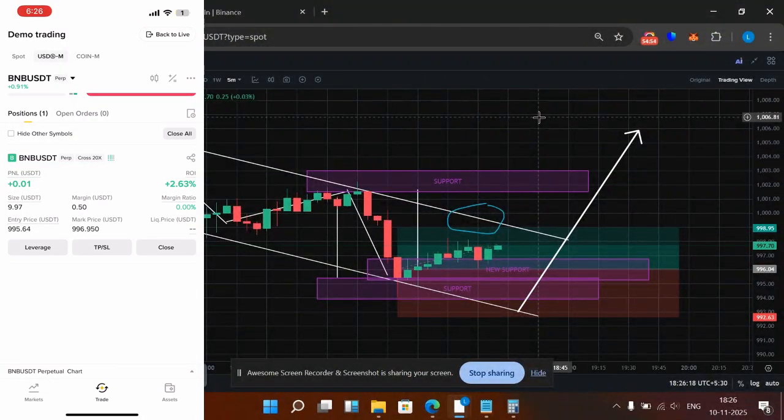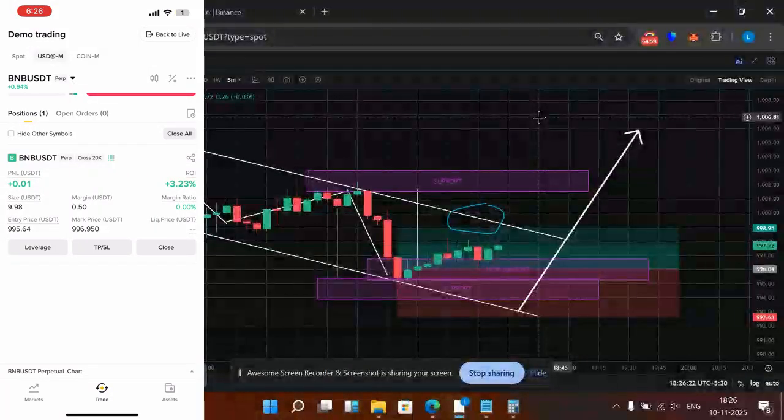So the market can be predicted, but our job is not to predict. It is to react. What is the price doing?